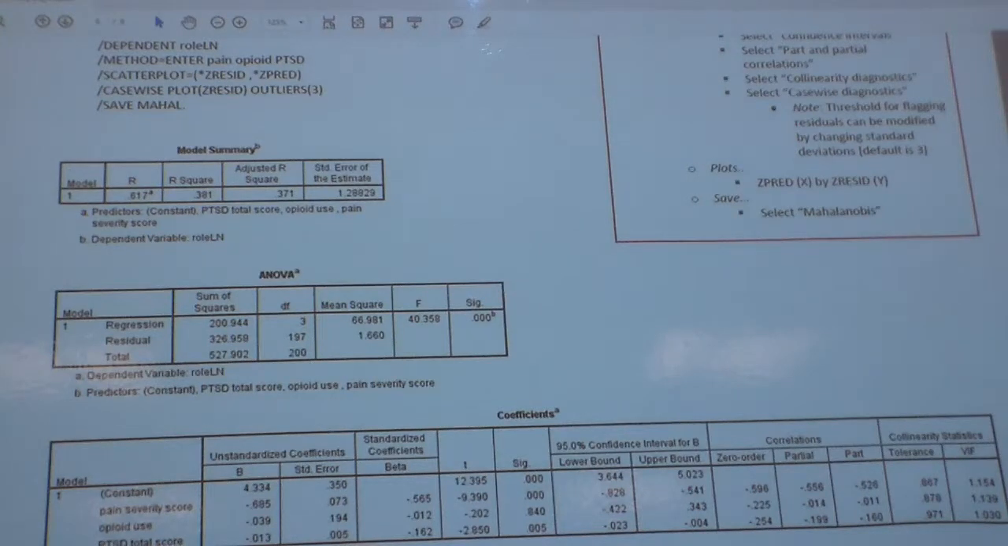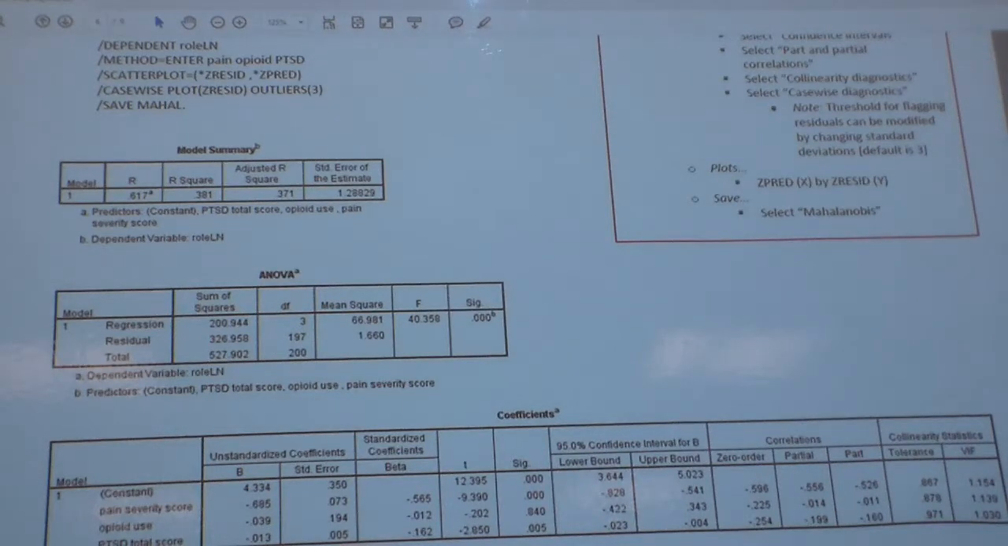Okay, so remember that what we're always working with here is what's going on with the denominator, right? So our part is our semi-partial correlation. If we square that semi-partial correlation, it tells me the unique proportion of variability in the natural log of role functioning that's unique to pain severity score. So, the proportion of the total variability in the natural log of role functioning. We've got a correlation of 0.526.